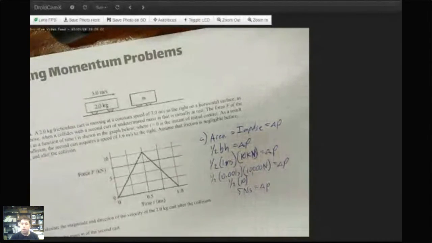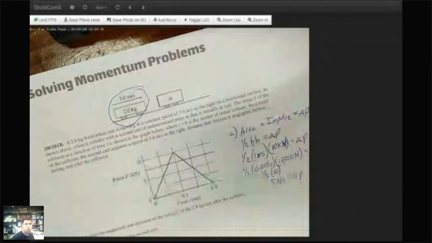All right, and that's wonderful. We are almost done, because now I know how much my momentum changed by, and the question told me how much momentum I started with. So we can say that delta P must be equal to my final momentum, P final, minus my initial momentum, P initial. Oh, hold on a second.